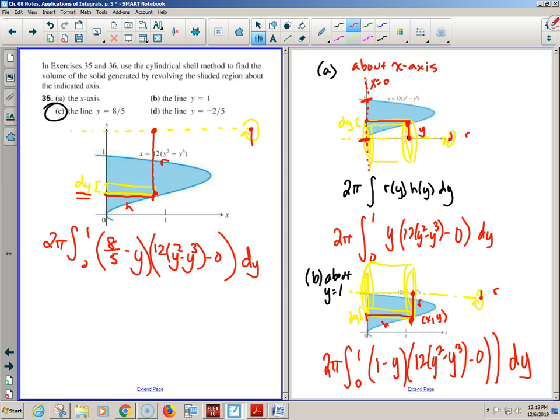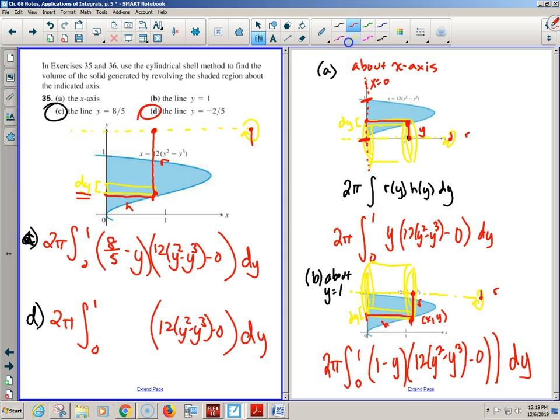So can anybody, without even having the picture and drawing the picture, what do you think D would look like? Sorry, that was C. My bad. Looking at all 3 of the other ones, what stays the same? What could you fill in? 2 pi. Great. What else? Integral from? Still a dy. Good. What else do you think is going to stay the same? Looking at all the others, the height. Yeah, this stays the same. The 12. What changes?